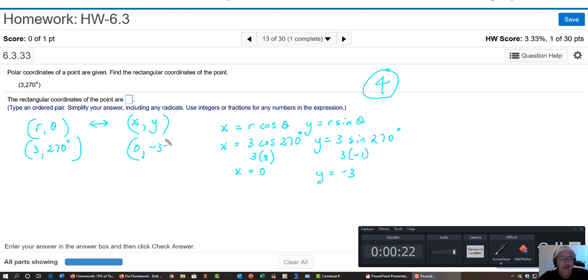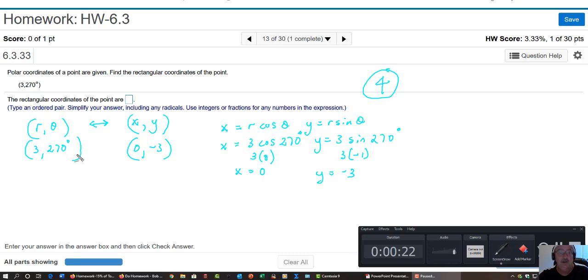So this polar point becomes this rectangular point. Now remember, 0, -3 is a unique point. It is the only one like it. But this polar point can appear in many forms. You can add and subtract 360 degrees endlessly on the angle. You can negate the 3, the r value, and then add or subtract 180 endlessly and get the equivalent polar points to that. So always keep that in mind.